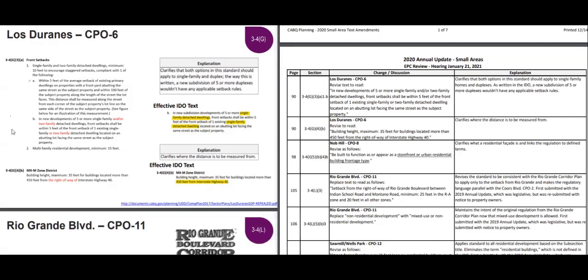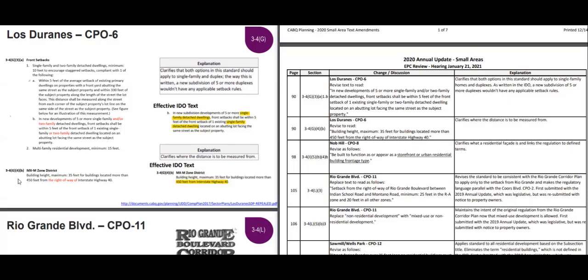And the change would read, in new development of 5 or more single family and or 2 family detached dwellings, front setbacks shall be within 5 feet of the front setback of one existing single family or 2 family detached dwelling located on an abutting lot facing the same street as the subject property. The reason for this change is to clarify both options in the standard should apply to single family homes and duplexes. As it's currently written, a new subdivision of 5 or more duplexes would not have any applicable front setback rules.